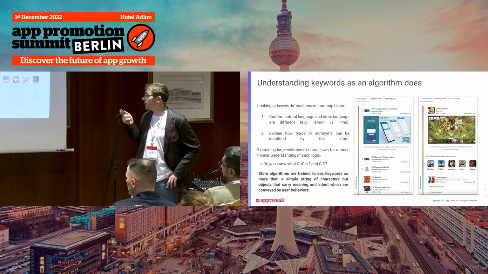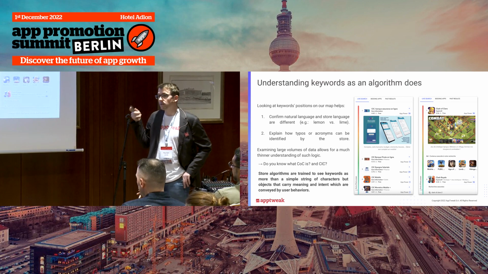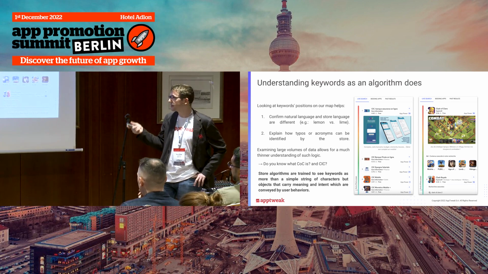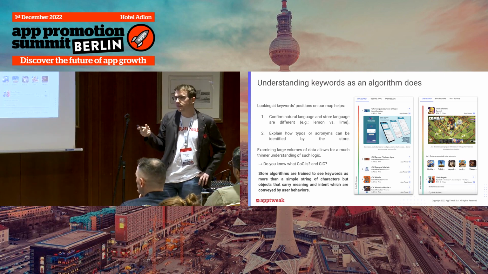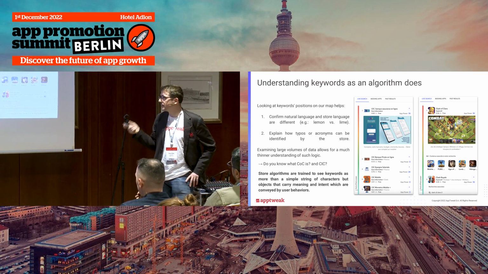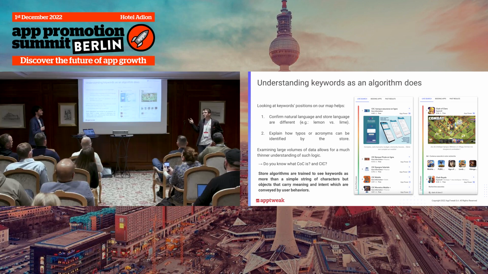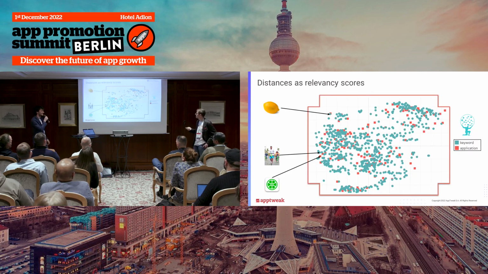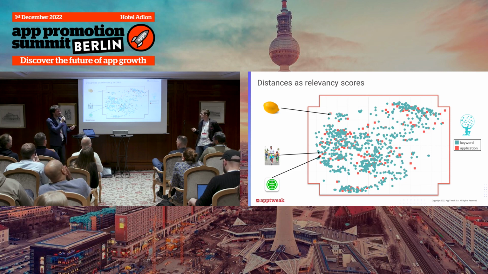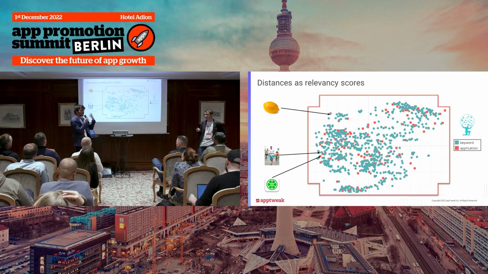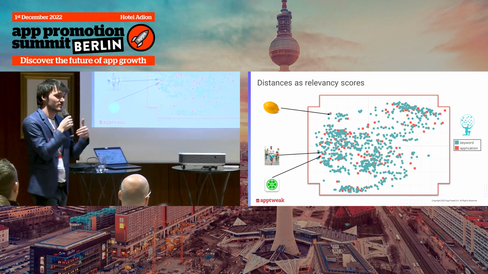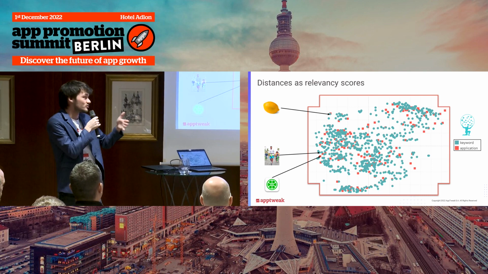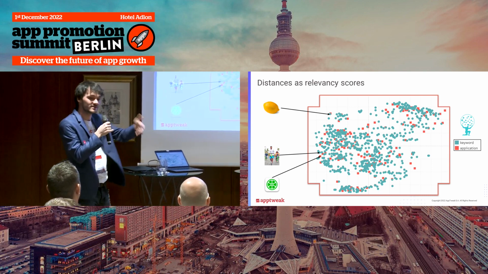So in here, what we learned was that store algorithms are already trained to see keywords as more than a string of characters, and that they look at these as objects with meaning and intent based on what user behaviors they find. And this is captured by Atlas. Yes, one last thing. So again, I said that the distance in Atlas is a measurement of how similar two elements are. So if you take one app and one keyword, the distance is a measurement of how relevant this keyword is for the app.